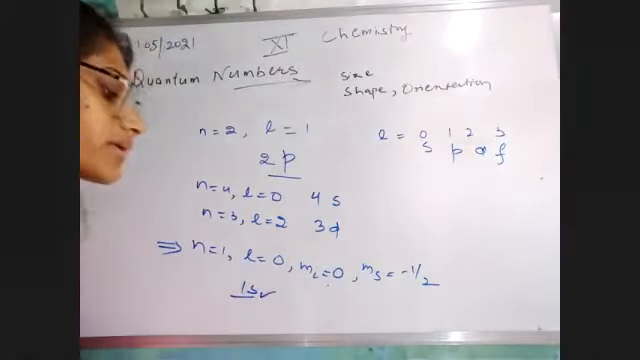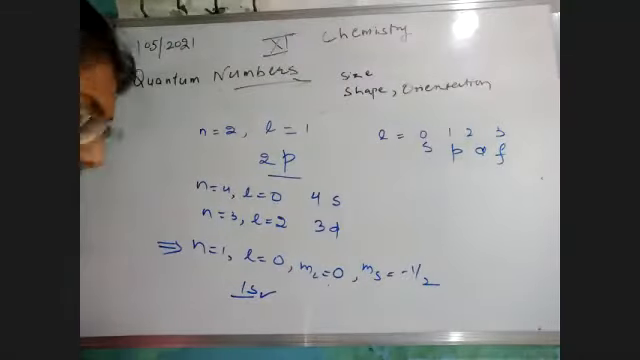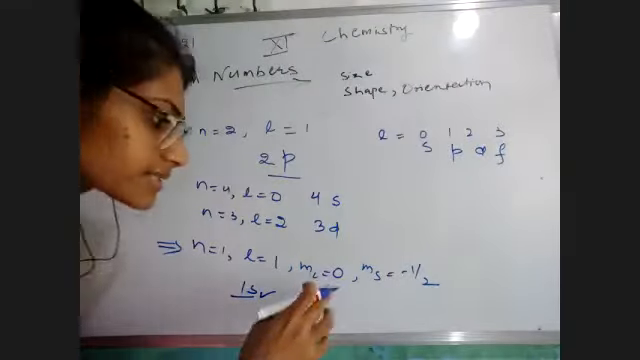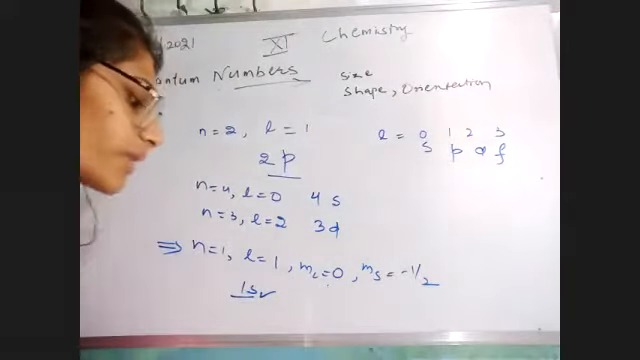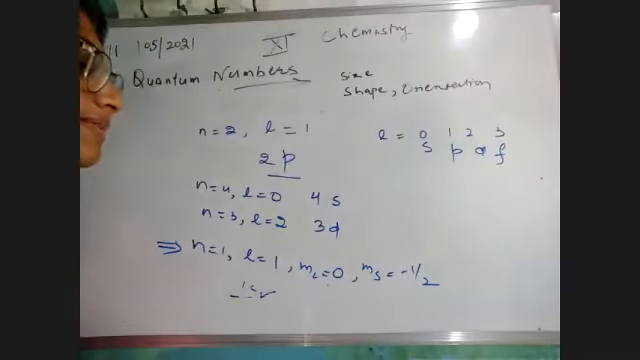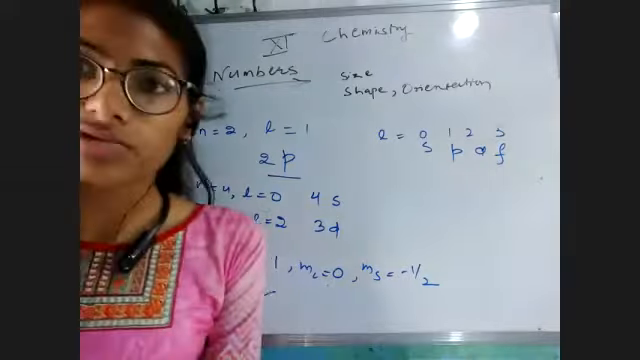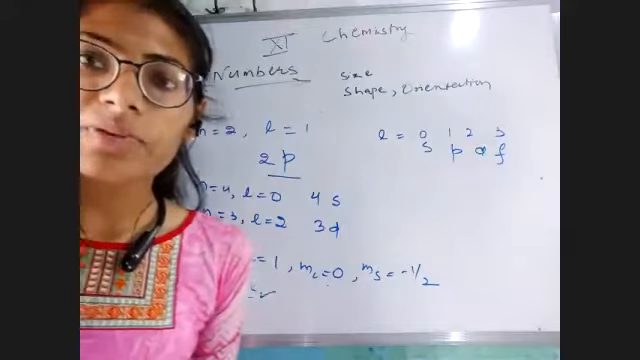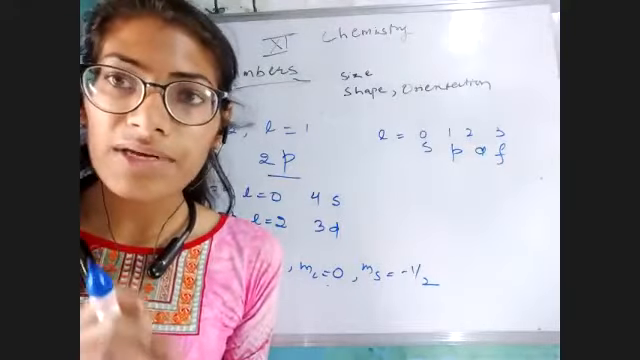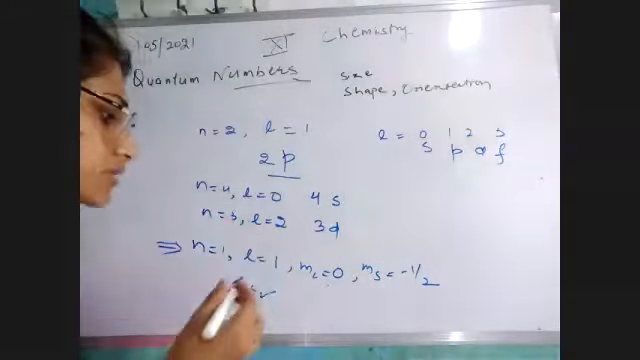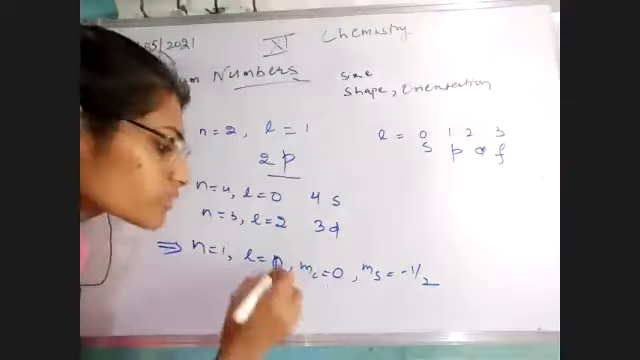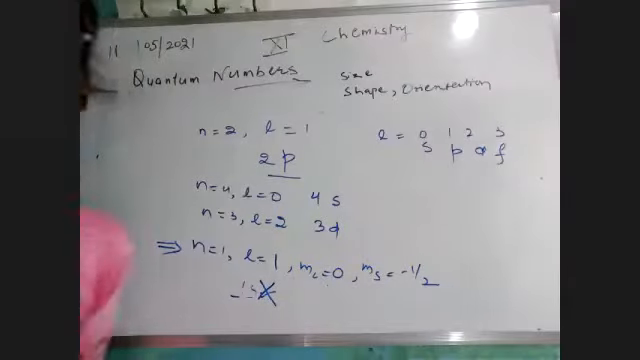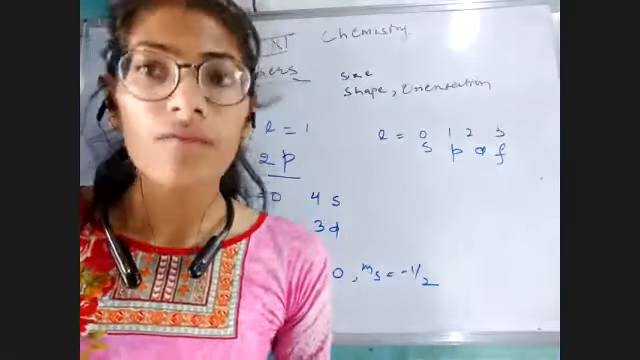So this is possible. But what if we have n equals 1 and L equals 1, with ml equals 0, ms equals -1/2? Is it possible? No, this is not possible, because I have told you that L must be less than n. L must be up to n minus 1. So if L equals 0, then it is possible. If L equals 1, this is not even possible. So this orbital we cannot form.